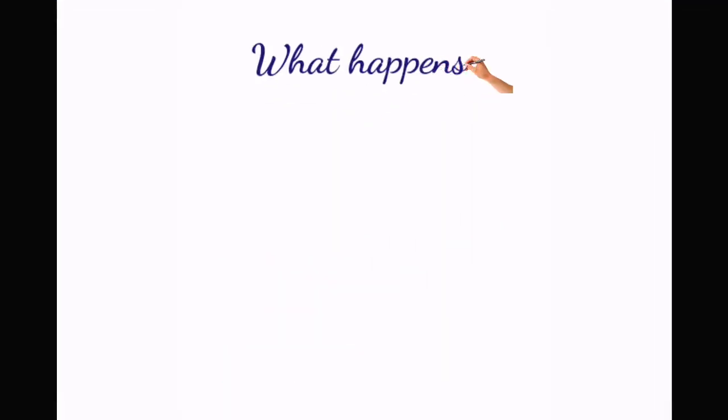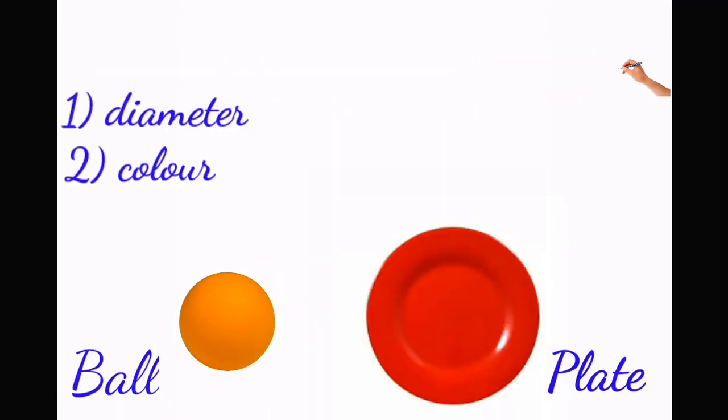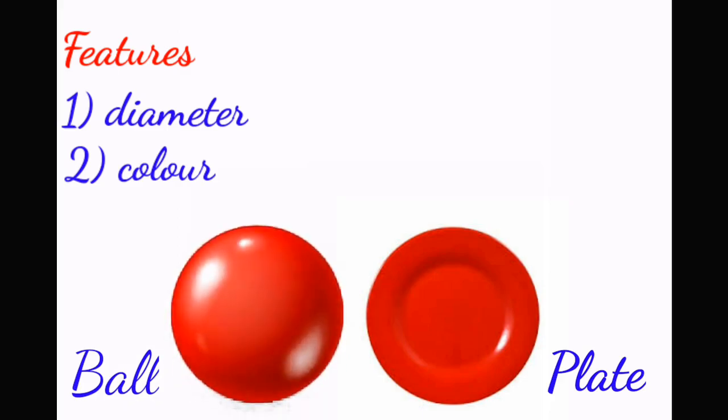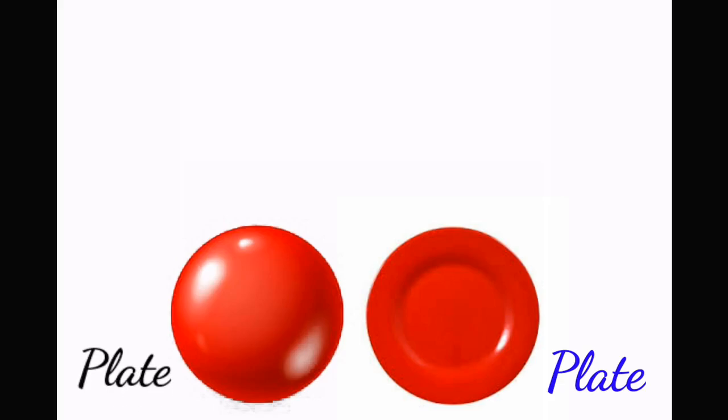Have a look at this. What happens in machine learning? Consider we take a ball and a plate. The two features by which we can categorize these two objects are, say, diameter and color. We can have a number of parameters, but right now we will consider only two. If we introduce a ball that has the same diameter and color as the plate, then with above 90% accuracy the model will predict that this ball is a plate. This is when machine learning fails, but this does not happen all the time. It depends on your application.